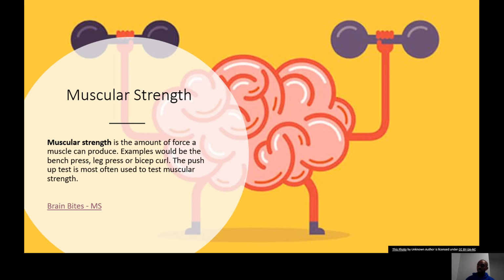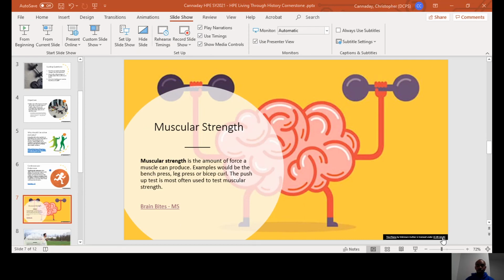Now that we've discussed cardiovascular endurance and watched a video of that, we're now going to view a video of muscular strength and the things that muscular strength comes with, ways that you can build muscular strength as well. What I'm going to do is get out of the presentation so that you all can see the video. In a few seconds, you should be able to see Mr. Cannaday.